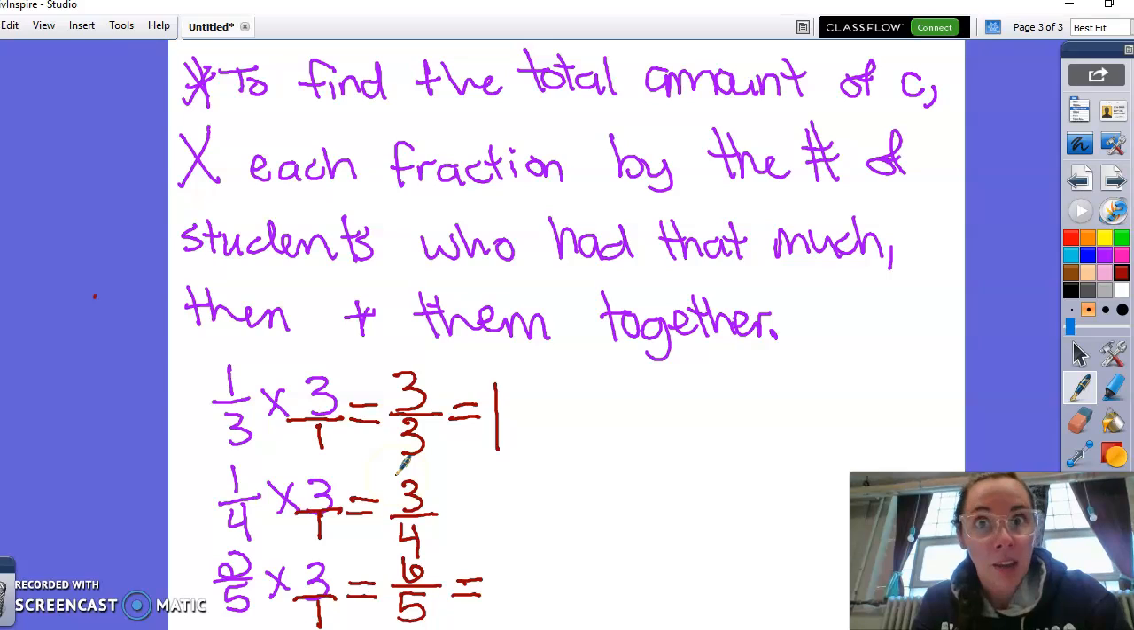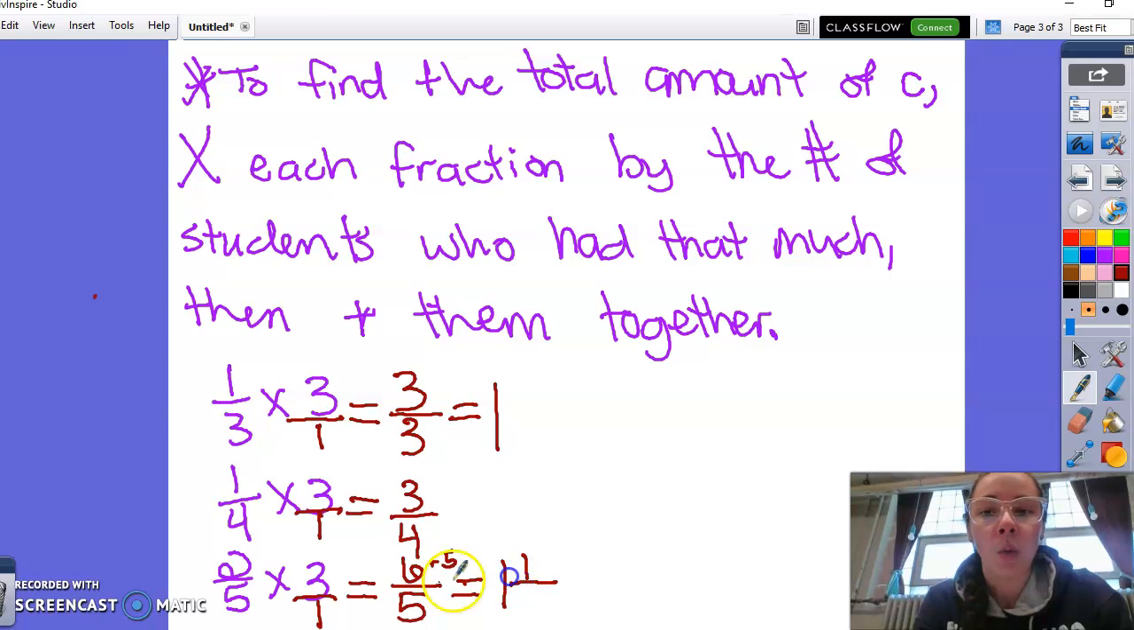So to simplify this, go ahead and do that if you remember how. If not, keep watching. To simplify, you have to find out how many times the bottom number goes into the top. So 5 can only go into 6 one time because 2 times 5 is 10, and that's too big. So 5 goes into 6 one time. 6 minus 5 is 1, and then we keep our denominator. So this one is 1 1/5. And then we just add them together.